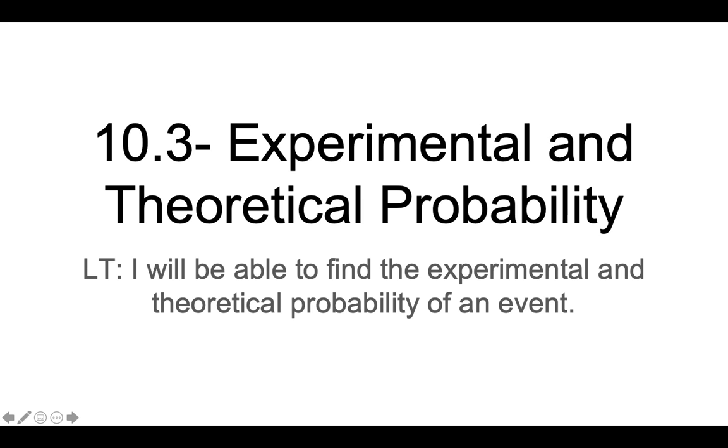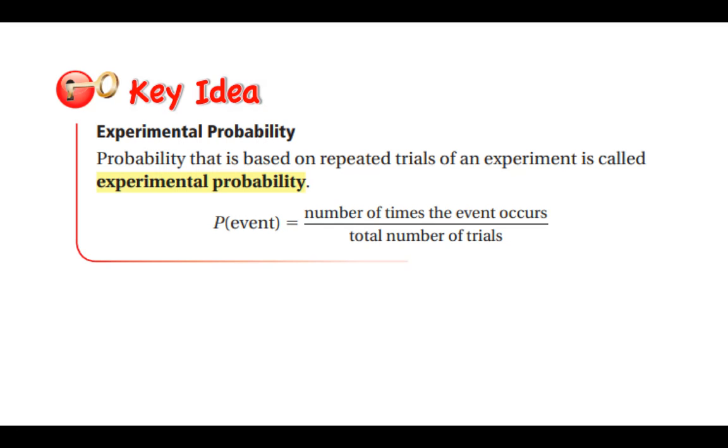All right. Hi, everybody. So today we're going to be talking about 10.3, which is experimental and theoretical probability. To start, make sure you have your math composition notebook and you are taking these notes in your notebook. The first thing you should write is the learning target, which is: I will be able to find the experimental and theoretical probability of an event. So make sure you have that down in your notebook and then you can press play and we'll keep going.